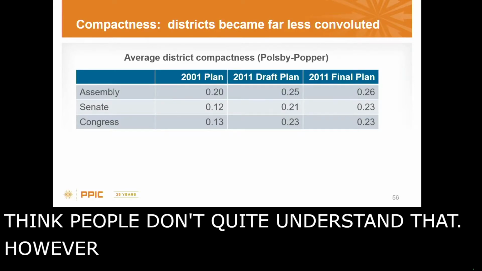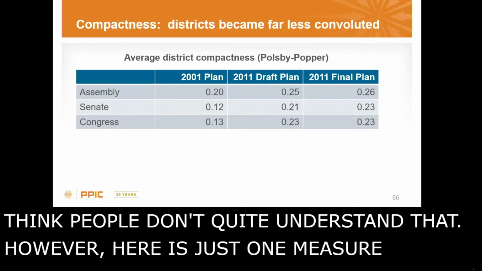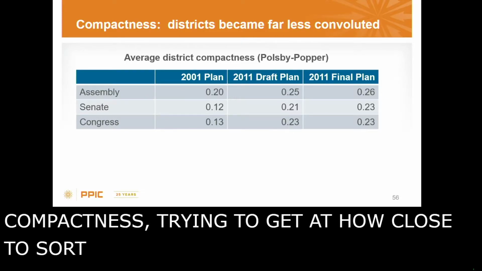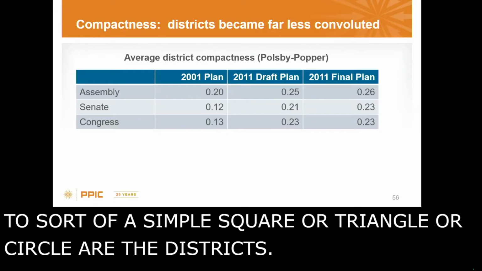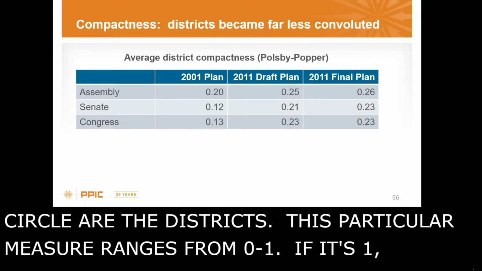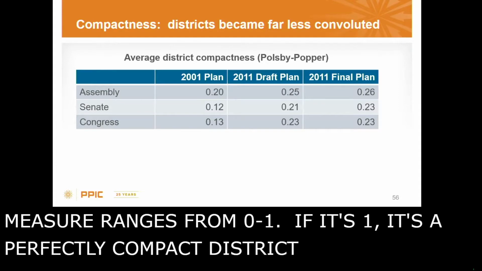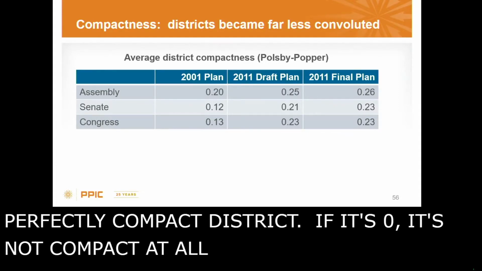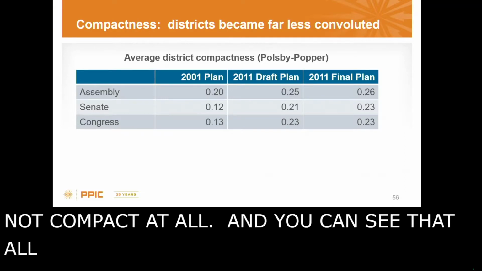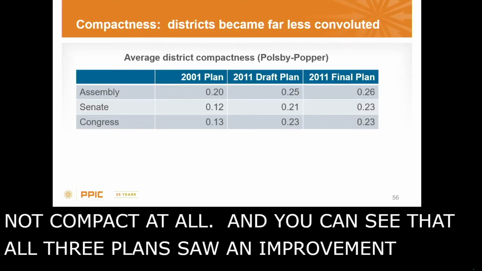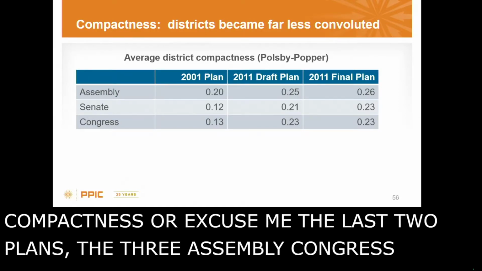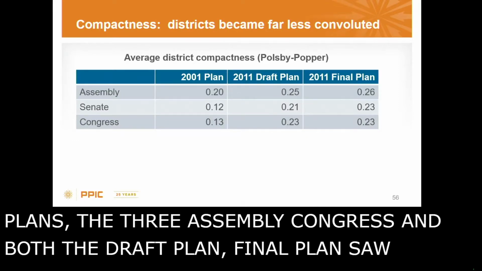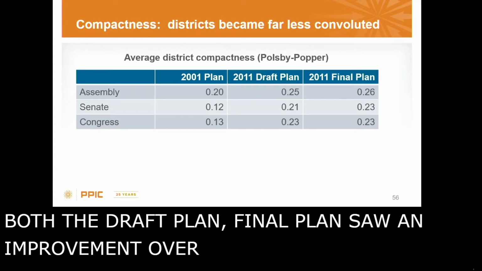However, here's just one measure of compactness. Again, this is trying to get at how close to a simple square or triangle or circle the districts are. This particular measure, the Polsby-Popper measure, ranges from 0 to 1. If it's 1, it's a perfectly compact district. If it's 0, it's not compact at all. And you can see that all three plans saw an improvement in compactness, or excuse me, the last two plans, the draft plan and the final plan, for Assembly, Senate, and Congress, saw an improvement over the 2001 plan, and a considerable improvement for the Senate and Congress.